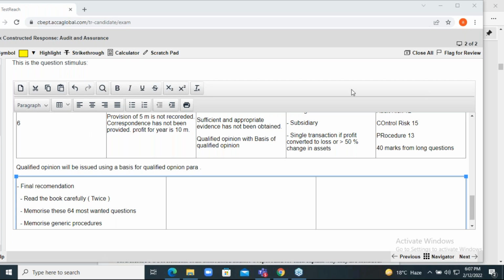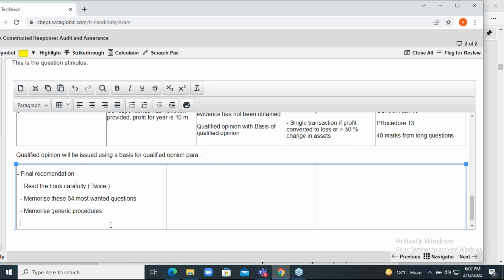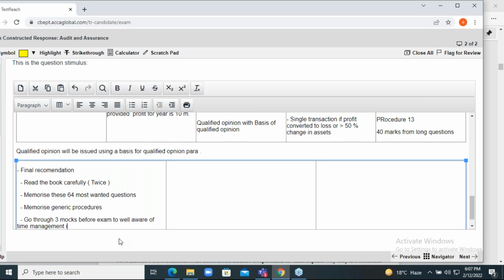Okay, so another important thing that I just missed is the importance of mocks. So I would like to add this: go through 3 mocks before the exam to be well aware of time management issues.